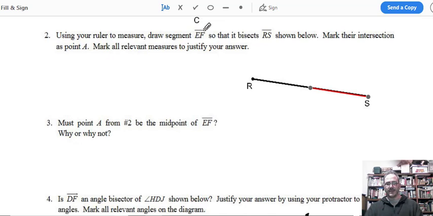So now what I need to do is create a segment, I'm sorry, EF. Draw segment EF. We're going to draw a segment EF so that it bisects RS. So I need my segment to go right through the midpoint of RS. And I need to call this point A, where they intersect.